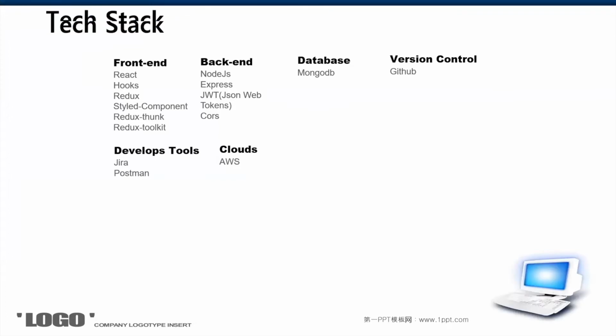And this is the tech stack we use. In the front end, we use React, Redux Thunk, and Redux Toolkit. For the back end, we use Node.js, JWT, Express, and so on. We use MongoDB as our database, GitHub as version control, Jira as a development tool, and AWS as the cloud platform.